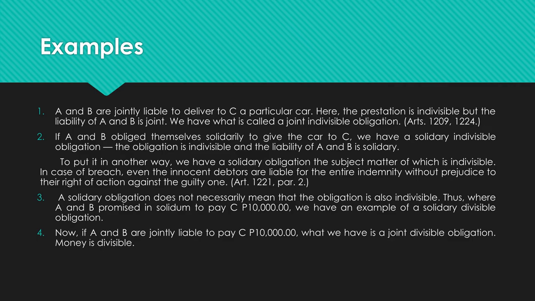Notice the difference. In the first example, the debtors are jointly liable. In the second, the debtors are solidarily liable. So both are indivisible because a car is an indivisible prestation. But in the first, it's a joint indivisible obligation. In the second, it's a solidary indivisible obligation. The obligation is indivisible and the liability of A and B is solidary. To put it in another way, we have a solidary obligation, the subject matter of which is indivisible.